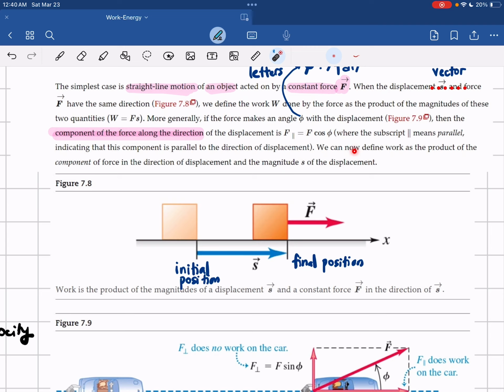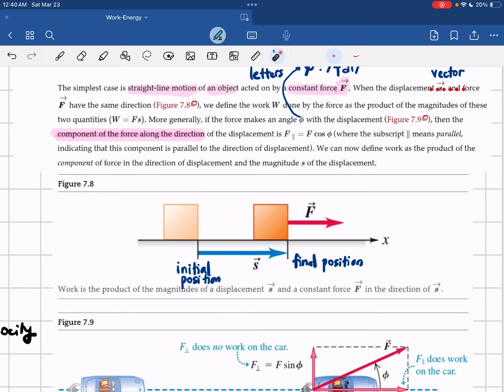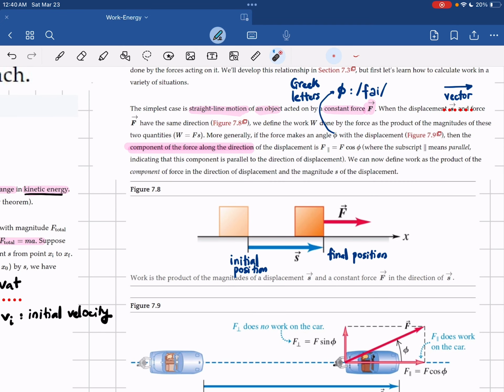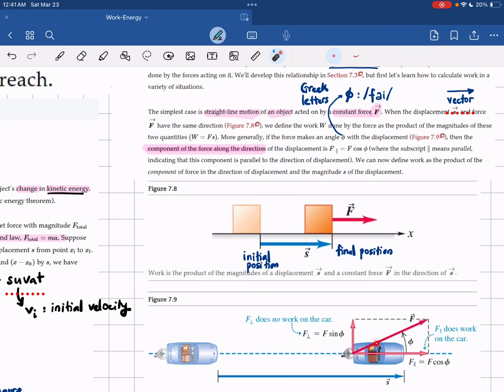We can now define work as the product of the component of force in the direction of displacement and the magnitude s of the displacement. In a simple case, it's just F times s. But in a case where F isn't parallel anymore but makes some angle, then just the component parallel to the displacement is counted in this calculation.